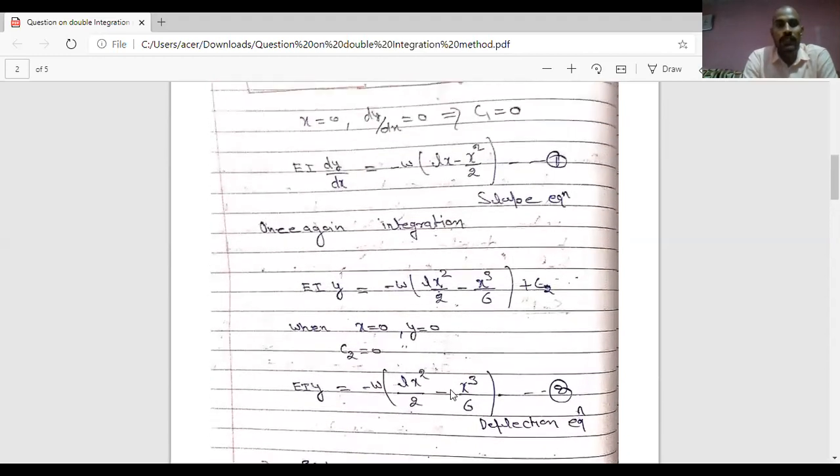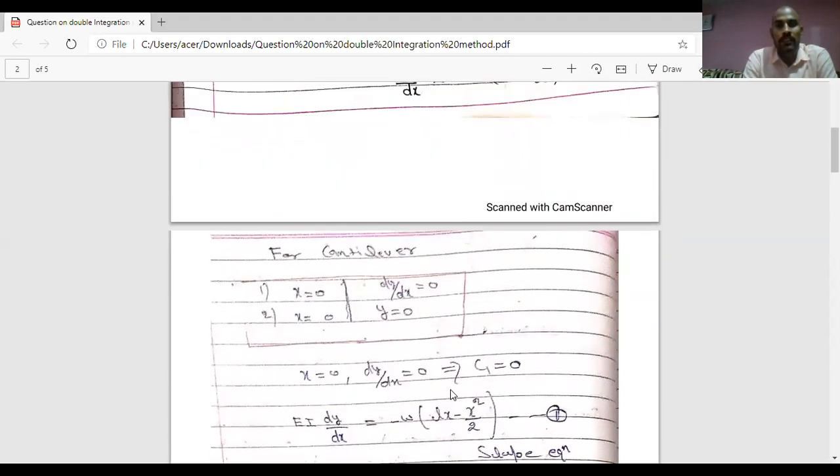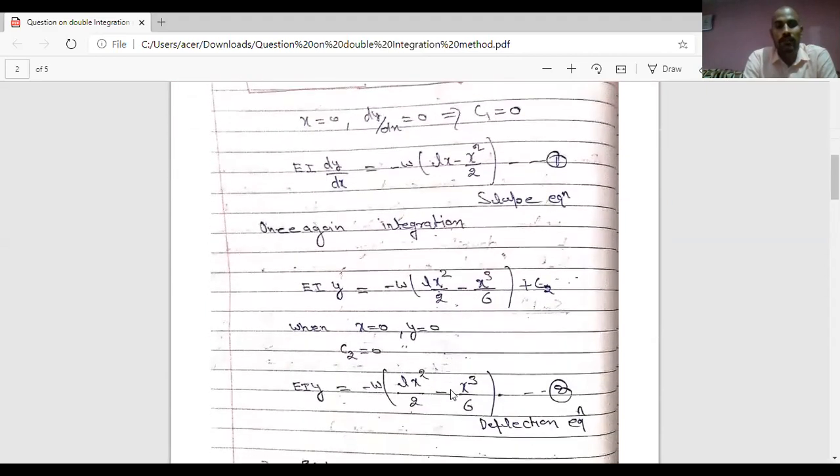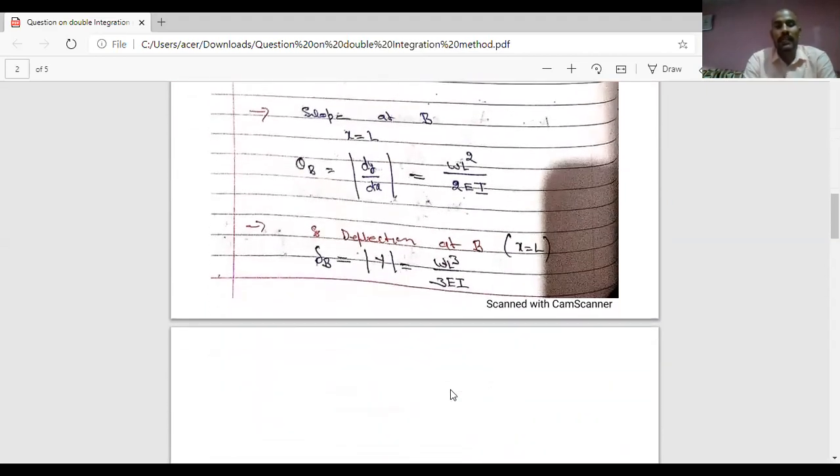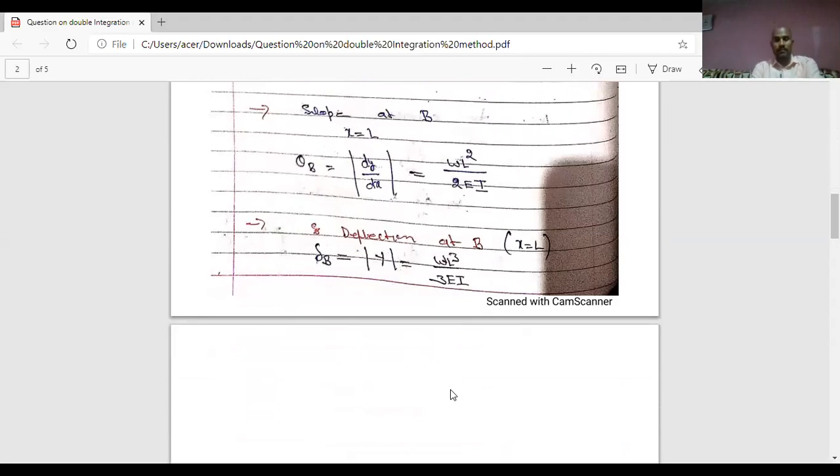Solve it yourself. If any problem, ask me. Very easy question. At least 15 marks. 10 to 15 marks will be given to you in MDU exams.